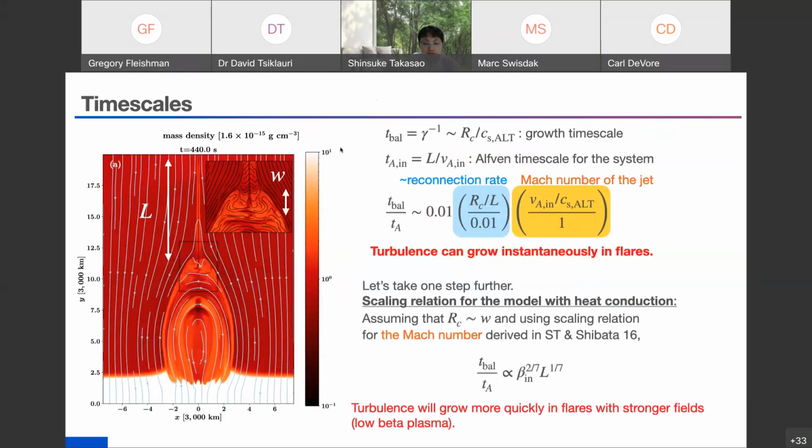We derived... we evaluate the time scales, and I will skip most of the parts, but the point is that the growth time scale compared to the Alfvén time scale of the system would be much smaller than unity, which means that the turbulence can grow instantaneously in flares.